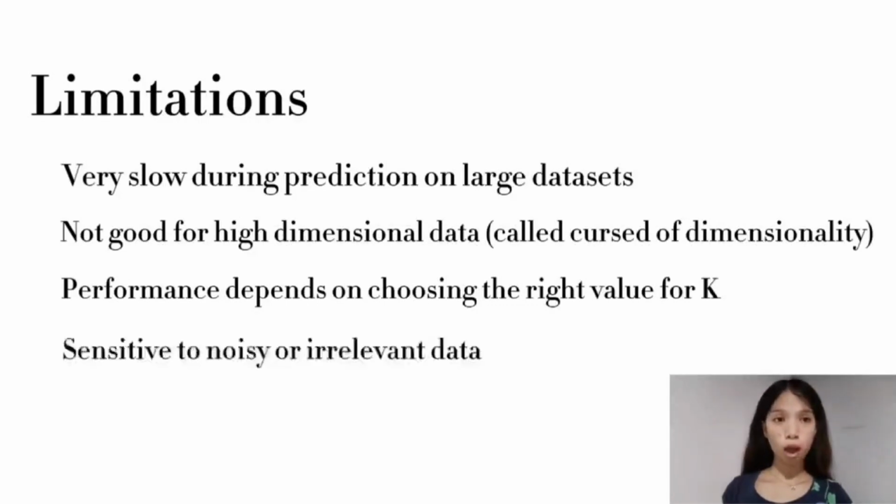And the last one, it is sensitive to noisy or irrelevant data. If your data has mistakes, weird values, or features that don't matter, KNN might get confused and give bad results, because it treats all features equally, even the ones that shouldn't be there.